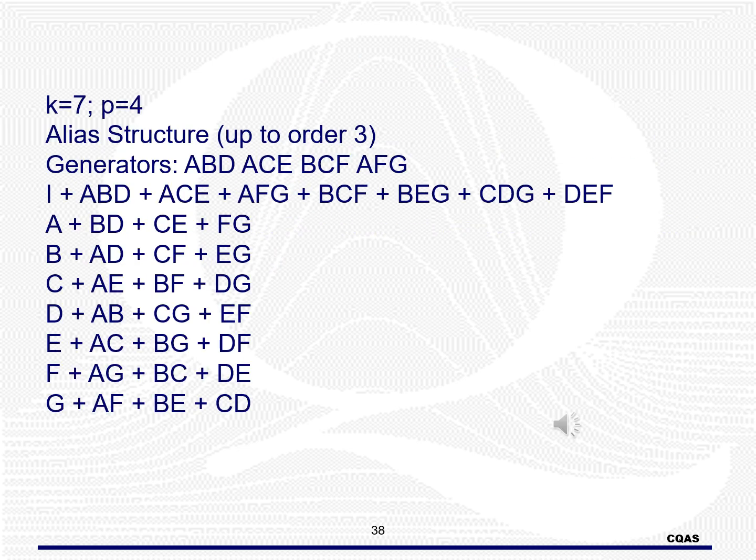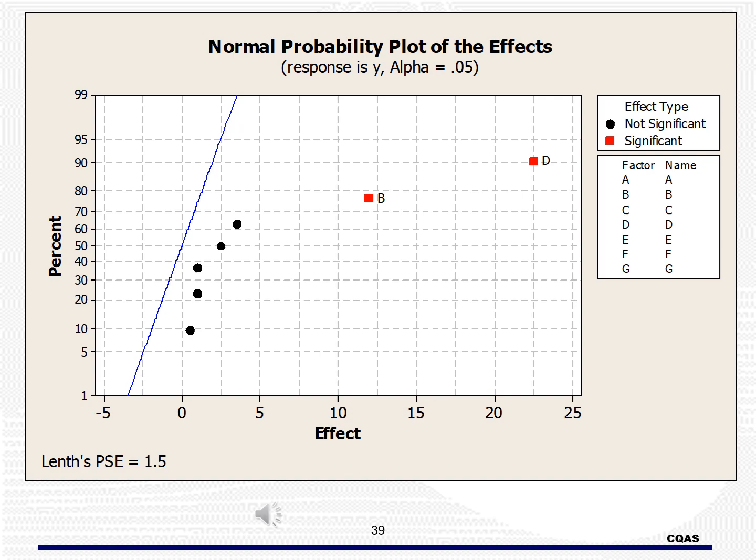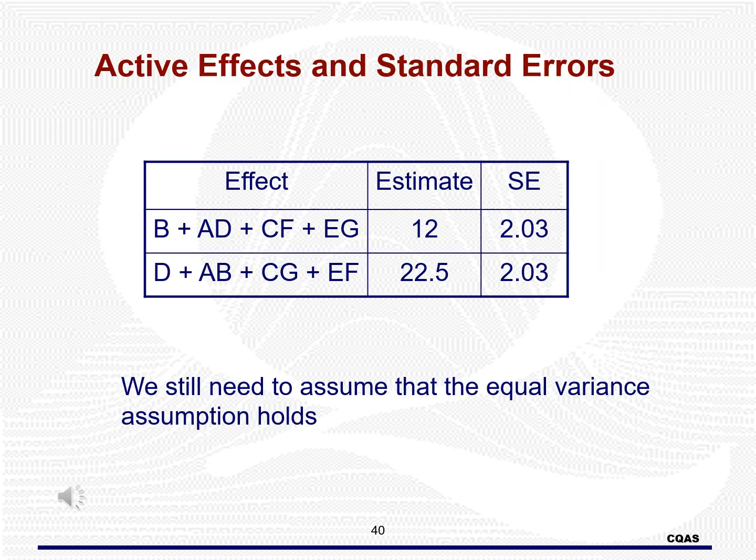Here is the alias structure. Notice this only goes up to order 3. What is the resolution for this design? Based on this, it seems that the alias chain that includes factors b and d are active. Here are the effects and their standard errors. We should still check for equal variance.